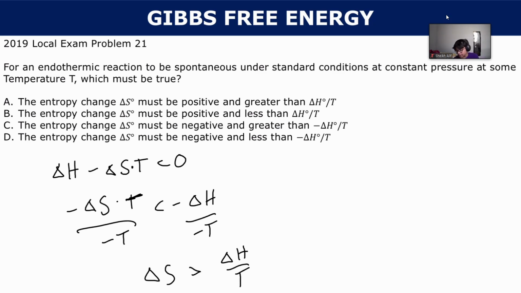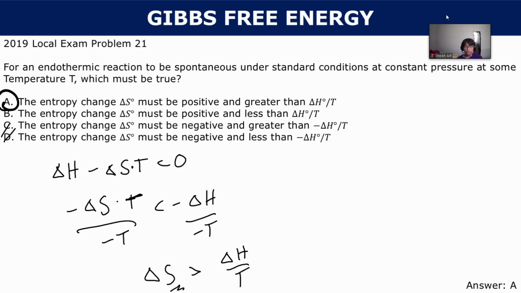So that by default takes out C and D. And in order to find out which one of them is accurate, A or B, we have to look at whether or not it's going to be greater than or less than. We know that the delta S is going to have to be greater than that value, and so that answer would be A. Answer choice A, and that is in fact the right answer.